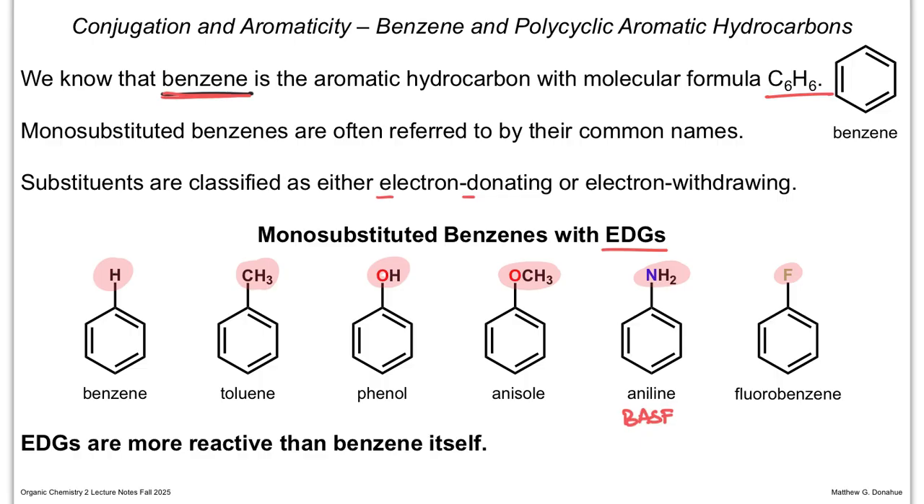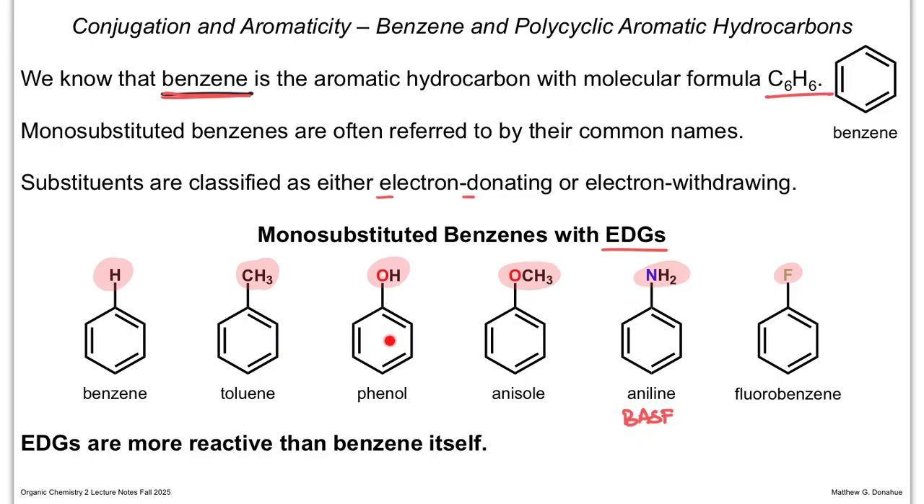So to make these things, we have to start with benzene, and then we substitute off. But I have this comment here. Electron donating groups are more reactive than benzene itself. So as I said, we have C6H6. So if you want to put one of those groups on there, it doesn't matter which hydrogen gets substituted, because it's going to make a monosubstituted benzene.